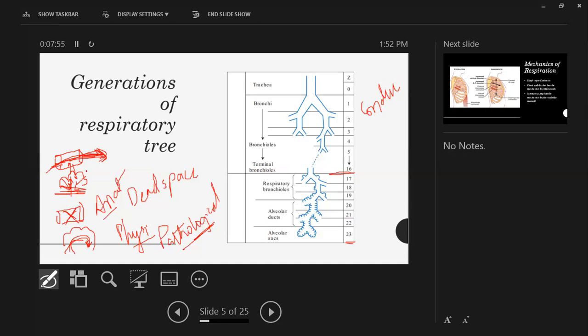An example of this will be even your pneumonia. Severe pneumonias can cause it, and acute respiratory distress syndrome will cause it. Okay, so this is anatomical, physiological, pathological dead space and shunting.